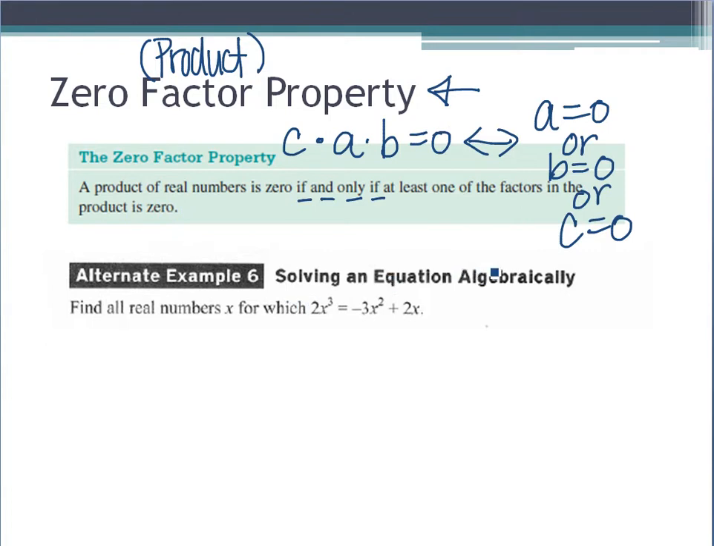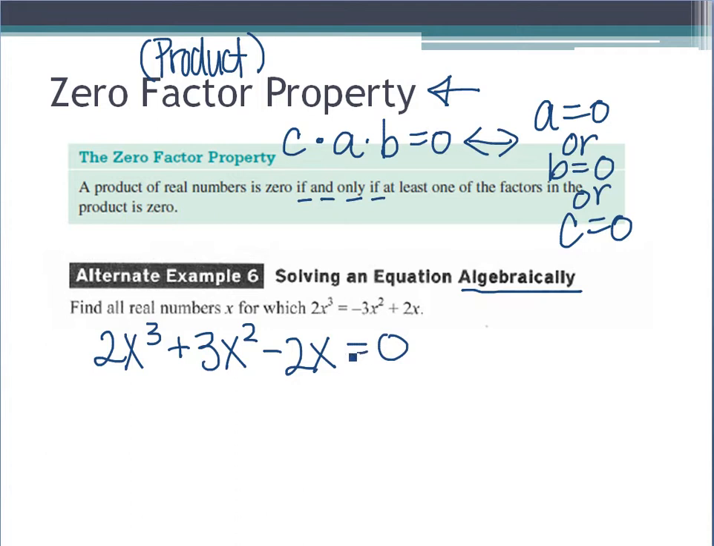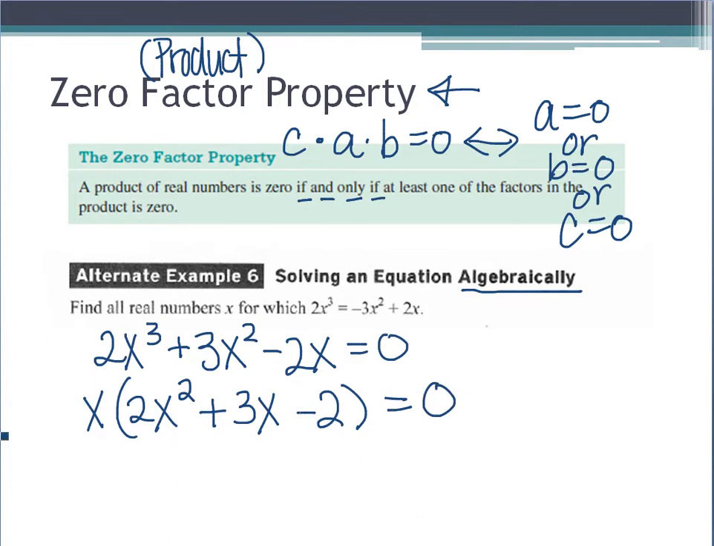So, solving an equation algebraically. We're not doing graphing, we're doing algebra. Find all real numbers x for which 2x cubed equals negative 3x squared plus 2x. Well, let's get this equal to 0. We get 2x cubed plus 3x squared minus 2x equals 0. The first thing you should notice is that you have a GCF of x. So if we take that out, we get x times (2x squared plus 3x minus 2) equals 0.